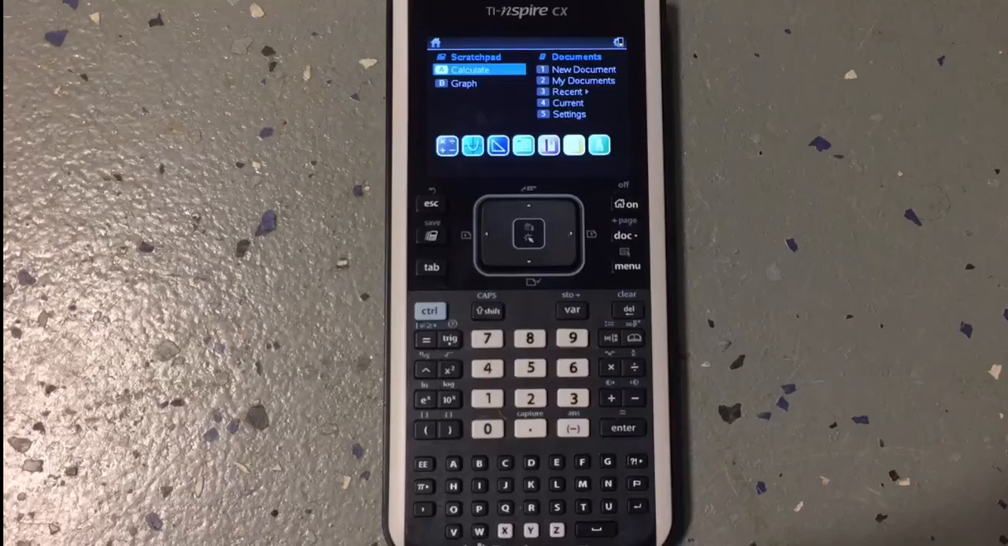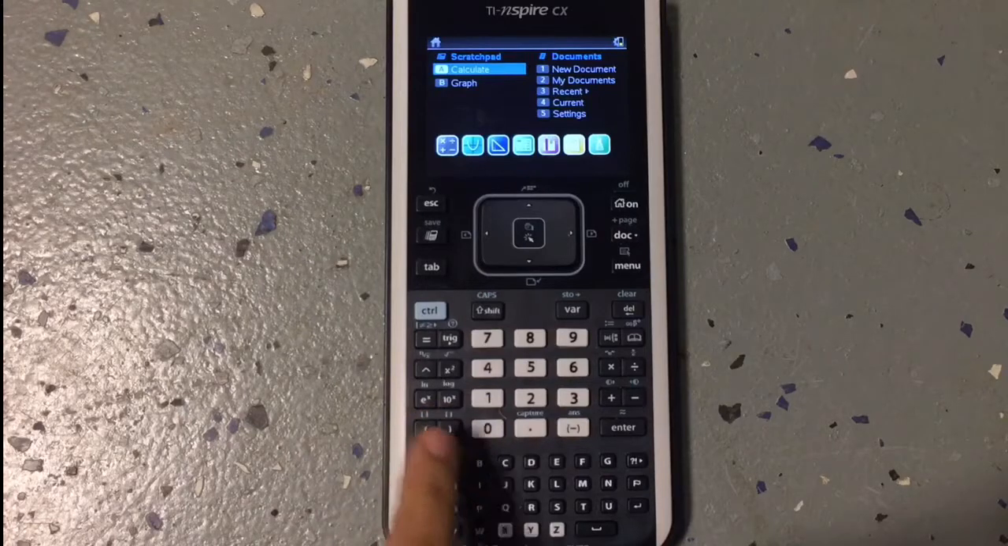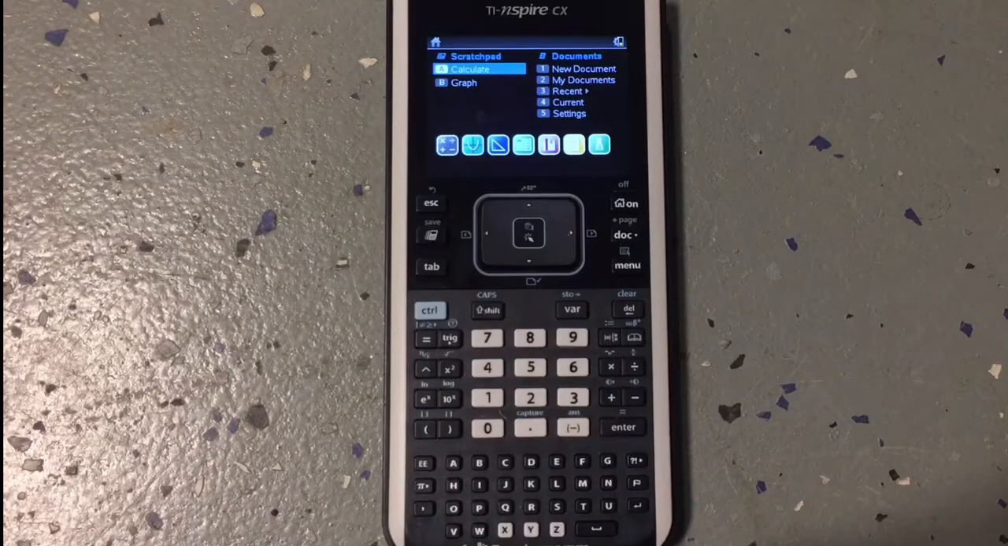Today I'm going to teach you how to use the quadratic equation function on the TI-Nspire CX. There was actually another video on YouTube that showed you how to create a whole other document to do this function, but it turns out that there is a calculator function that's built in already that helps you do it, so I'm going to show you how to use that.